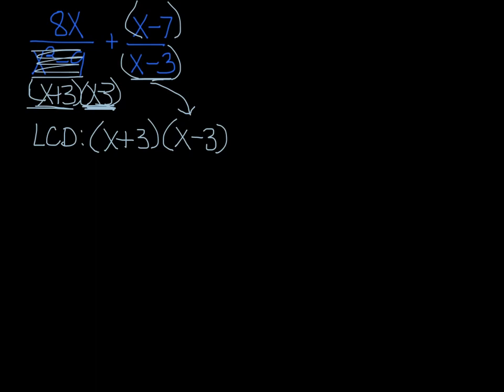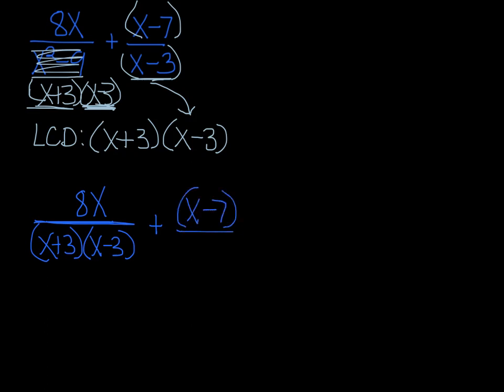Now I need to create that same common denominator in both fractions. So when I look at the first one, I've got 8x. It's already over x plus 3, x minus 3. And since it's already over what our common denominator is, we don't change it. We leave it alone. It's fine the way it is. Then I have a plus. And then I've got my x minus 7 over x minus 3. And I need the denominator to have an x plus 3 in it as well. And so I'm going to multiply the top also by x plus 3. So you're not changing it, you're just rewriting it in a different way.